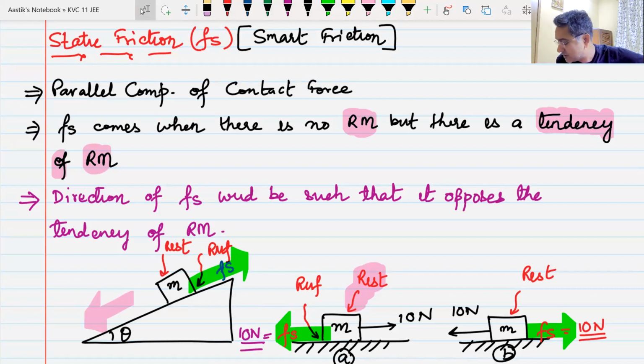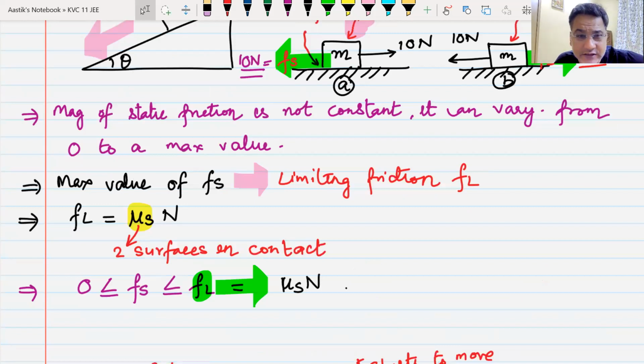It can change its magnitude, it can change its direction, but it can only get to a maximum value. The maximum value of static friction is known as limiting friction, and that value cannot be changed. And that is equal to mu s multiplied by n, where mu s is known as the coefficient of static friction, and n is the normal reaction force.